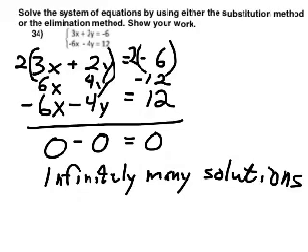And you could do a substitution method, which would be actually more work, and I'm not going to do it because we already know the answer, and it's not going to be a single point. So as soon as you notice that both the equations are exactly the same, or you're going to end up with 0 equals 0, both sides of the equal sign are going to be equal, you can stop and write the answer, which is infinitely many solutions.